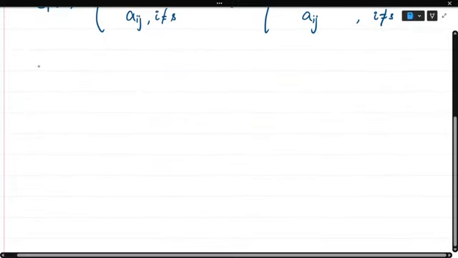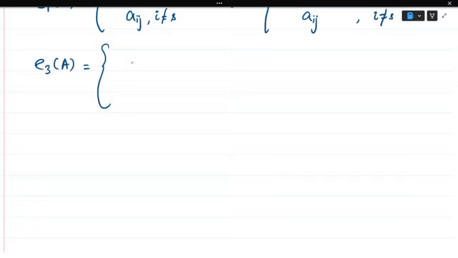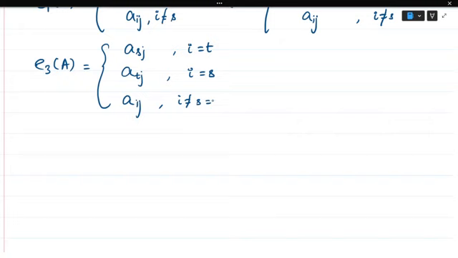And in a similar manner, we have the last elementary operation E3 over the matrix A, defined by the property Atj when i is equal to s, Asj when i is equal to t, and Aij when neither of them, that is, i is not equal to s and not equal to t.